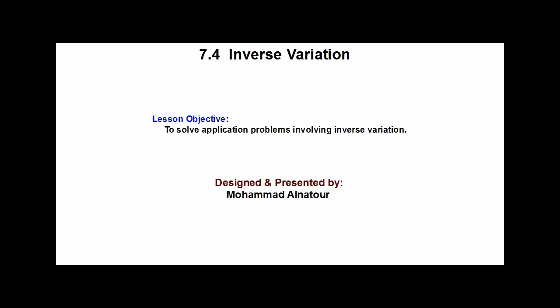We studied in the past lesson how to solve application problems involving direct variation, and we saw that we have two variables which are having a relation between them. We called it direct variation. If these variables were, for example, x and y, when x increases, y also increases, and if x decreases, y also decreases.